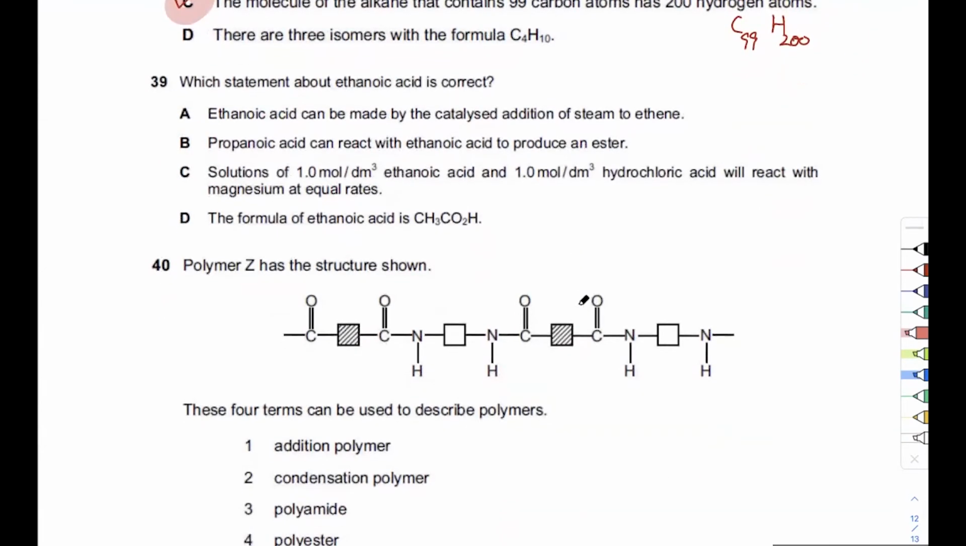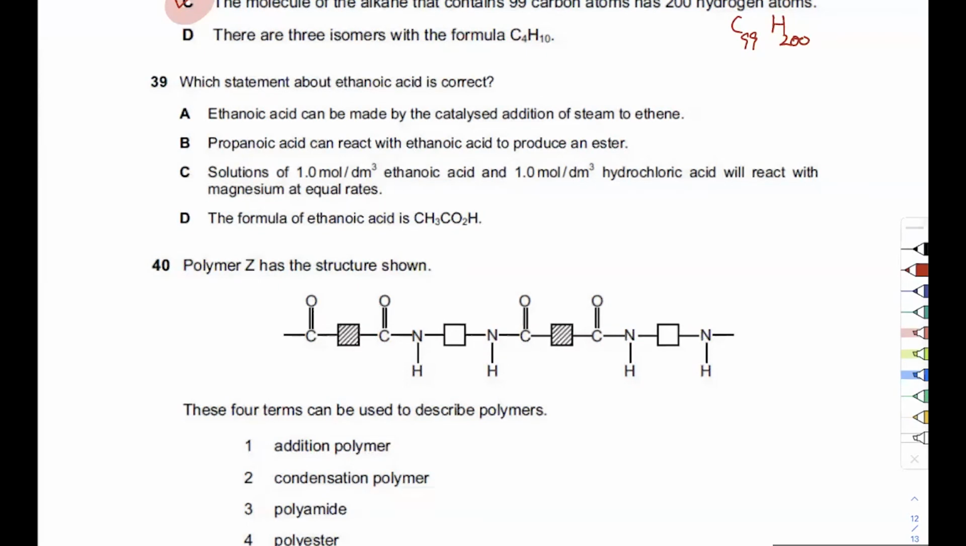Which statement about ethanoic acid is correct? Ethanoic acid can be made by catalyzed addition of steam to ethene. Wait a minute. If you're adding steam to ethene, you're going to get ethanol. You're not getting ethanoic acid. We will make ethanoic acid from ethanol. We can do that, but that's not happening here.